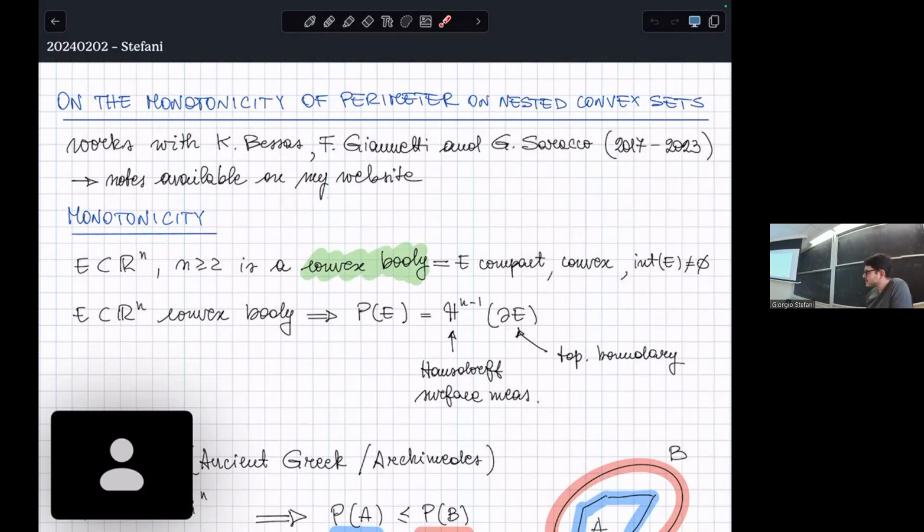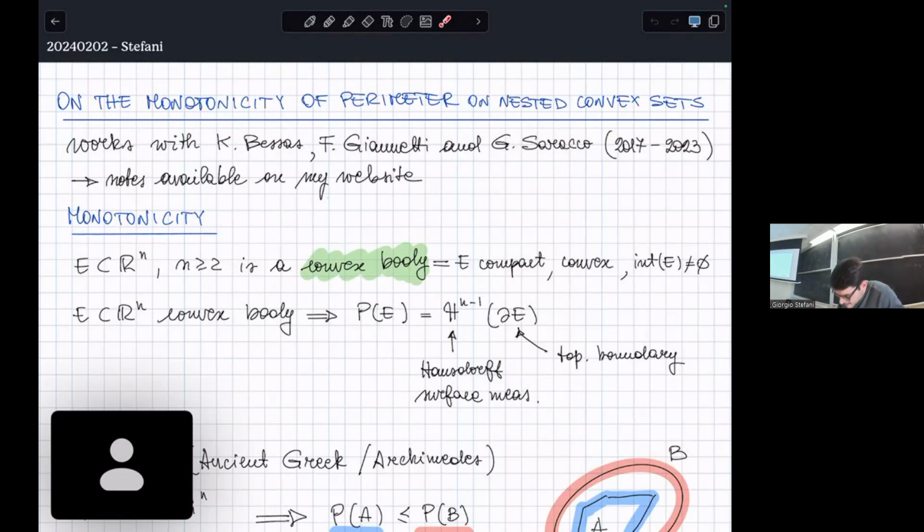So as you can see, I hope you can see also from home, the title of my talk is something connecting to the monotonicity of perimeter. My talk will be quite elementary, meaning that it is of geometrical flavor with some analysis flavor, and it will be quite simple. These notes will be put on my website. If you spot some errors or misprints, tell me and I will correct them.